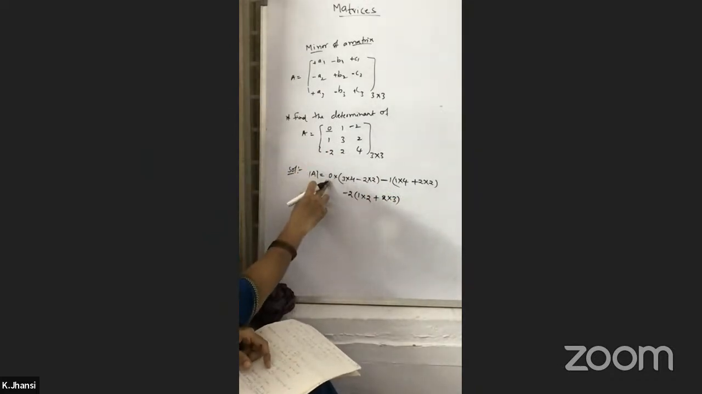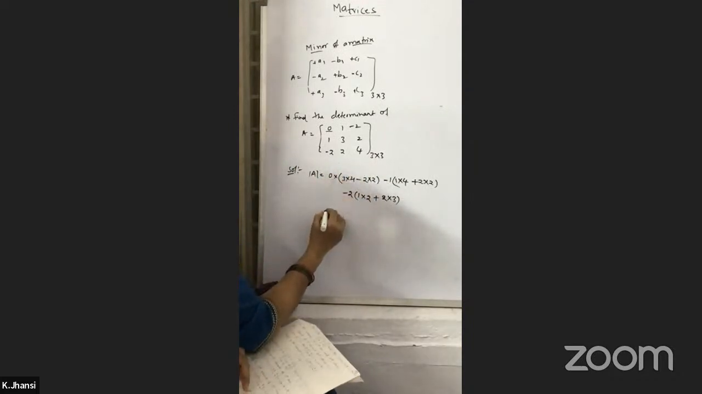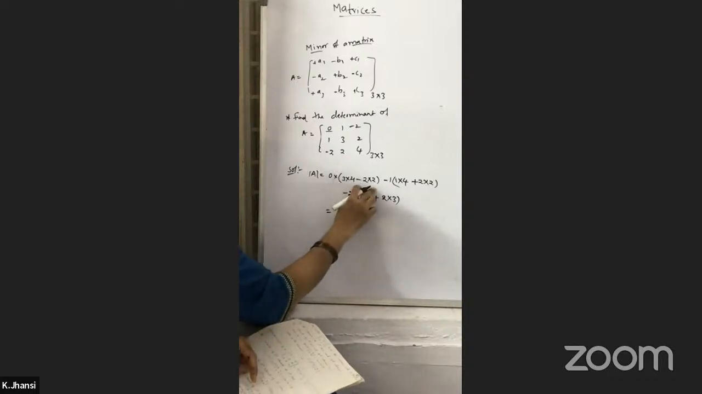Okay. So here we got 0 into this. So you can eliminate this one. This whole thing you will get as 0 value. So 0 into anything is 0. So the first element's value is eliminated.